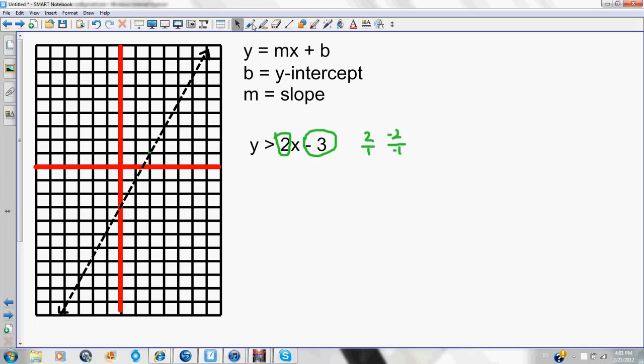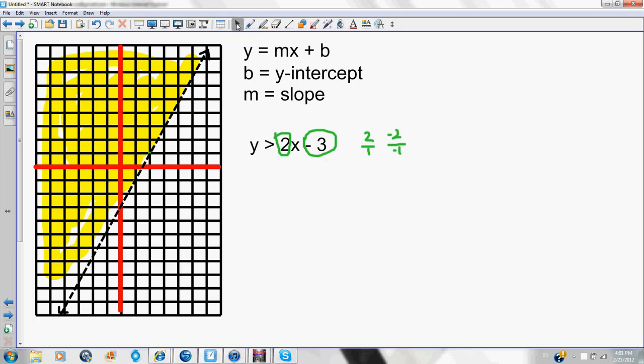Now we've got to shade the side that contains the correct answer. This says is greater than. Which side is greater than? It's above the line. Which side would you consider to be above the line? It would be this one. So we would shade this side, okay? So our answer would be on this side of the line.